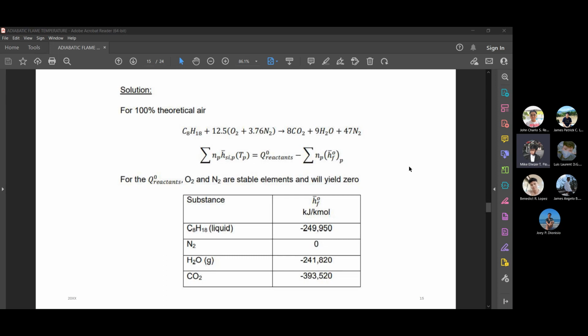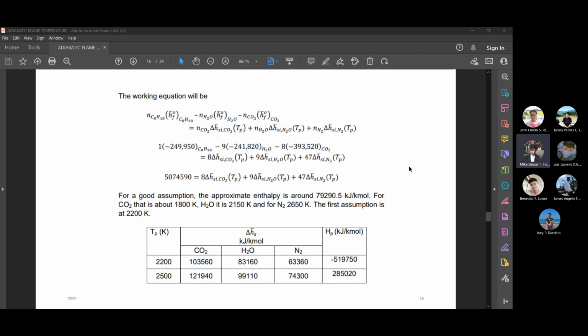Our solution for the first one, which is for 100% theoretical air, we have liquid octane plus 12.5 oxygen plus 3.76 nitrogen yields 8 carbon dioxide plus 9 water plus 47 nitrogen. And our formula is below. For the Q reactants, oxygen and nitrogen are stable elements and will yield zero, as can be seen from the table below. Next. Our working equation will be stated below. And below that is the final equation that we have derived.